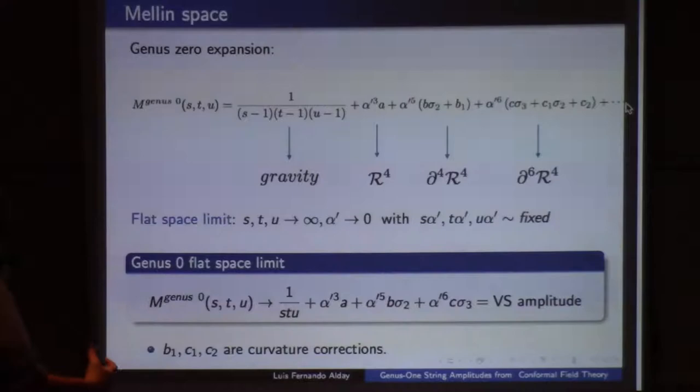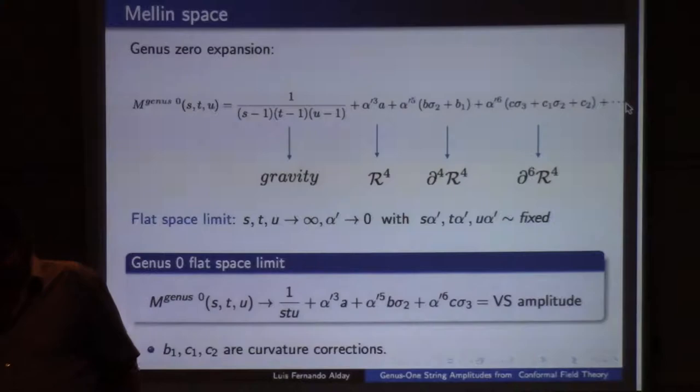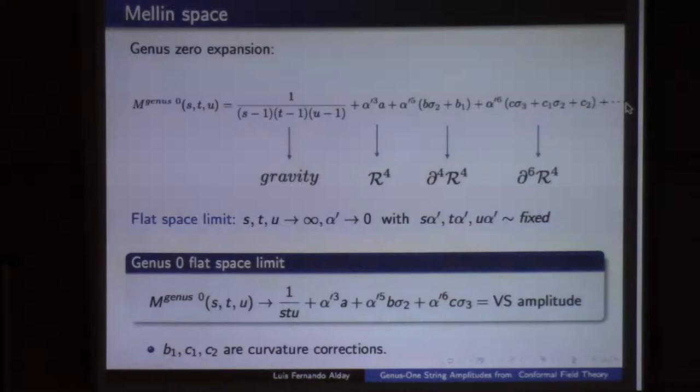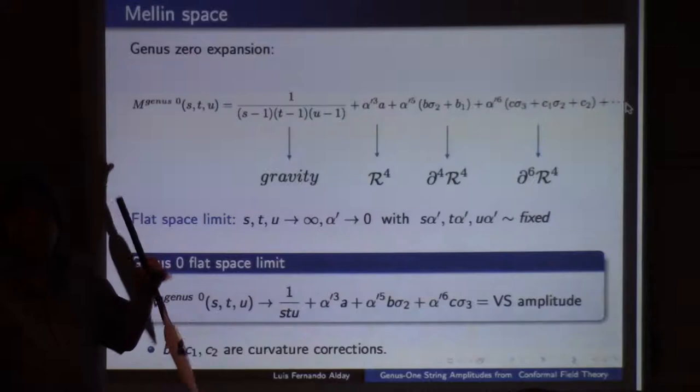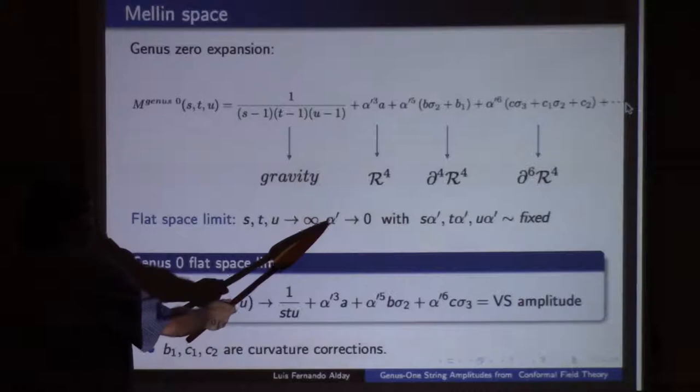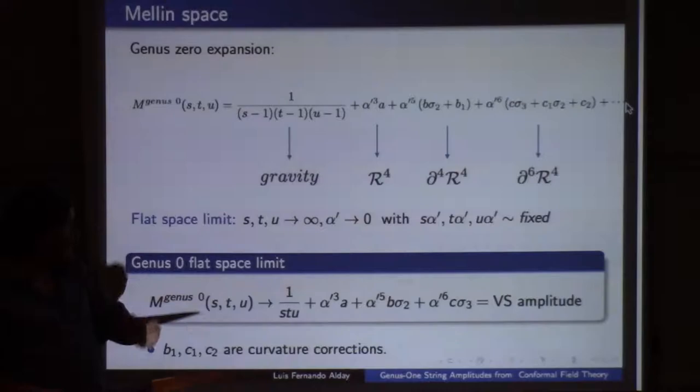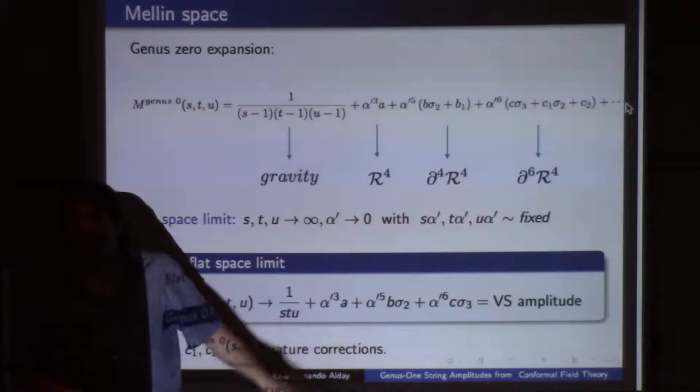Now, one of the reasons why it is believed that what is being described here is really the amplitude in AdS5 times S5 is that there is a way to take a flat space limit. If you take a limit in which the radius of AdS becomes very large, so R goes to infinity, and the Mandelstam variables S, T and U are rescaled appropriately, in particular S, T and U become very large, alpha prime goes to 0, but S alpha prime, etc. are fixed, then when you get all these series, you should get back the Virasoro-Shapiro amplitude.